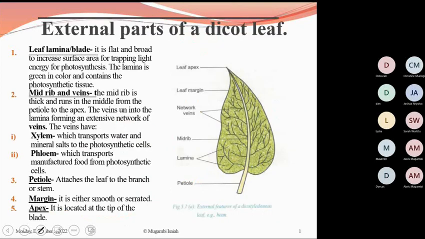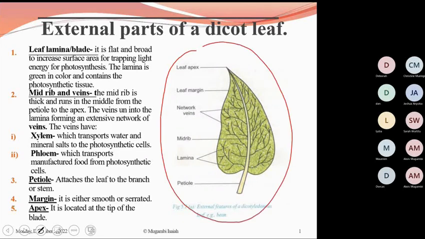Let's go now to the external parts of a dicot leaf, and also we'll see the monocot. You can see this is a leaf. We have the leaf apex, the leaf margin, the network veins, the midrib, the lamina and the petiole.